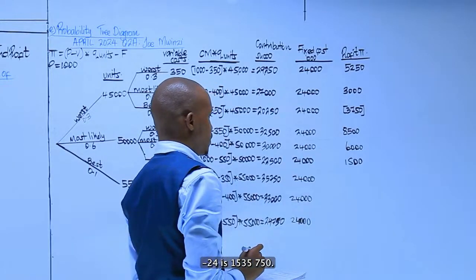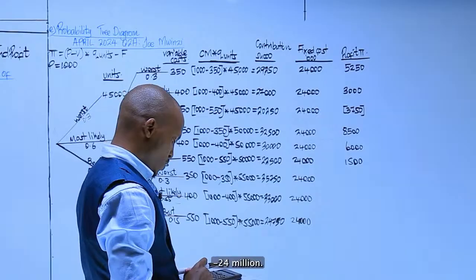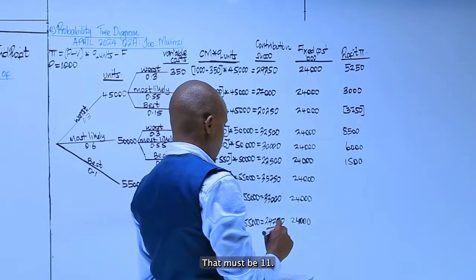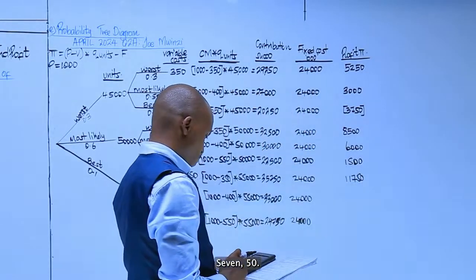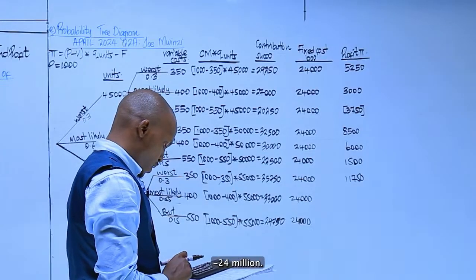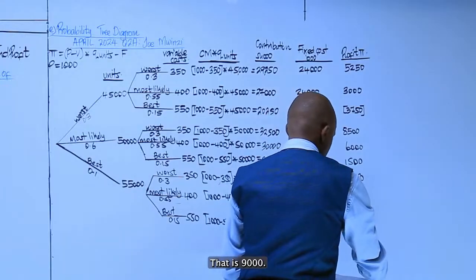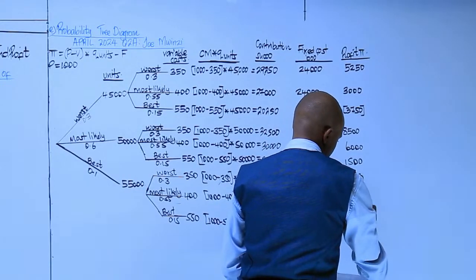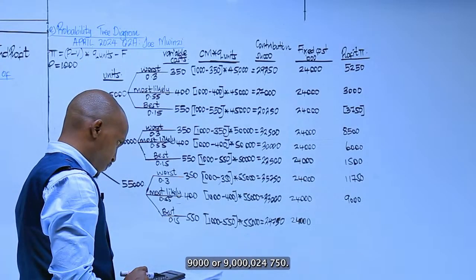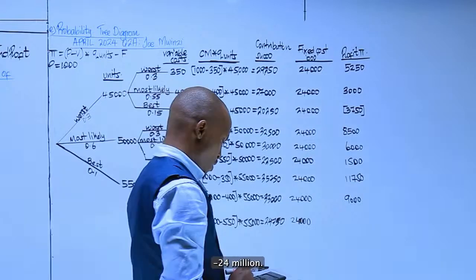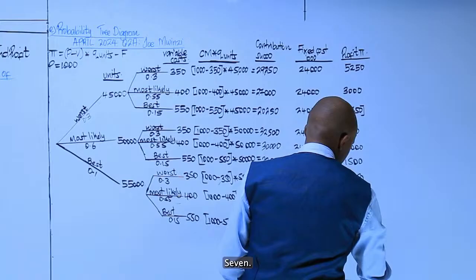Minus 24 is 1,500. 35,750 minus 24 million must be 11,750. 33 million minus 24 million is 9,000, or 9 million. 24,750 minus 24 million. That is how much? 750.